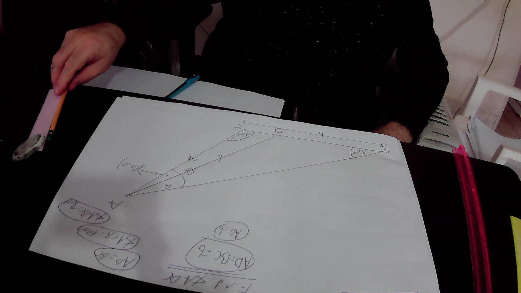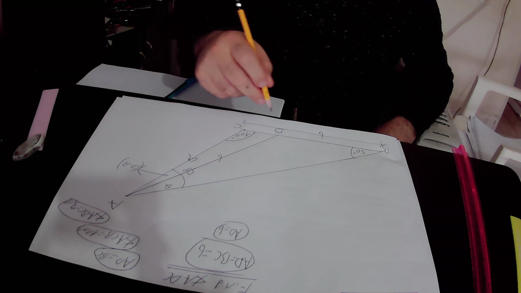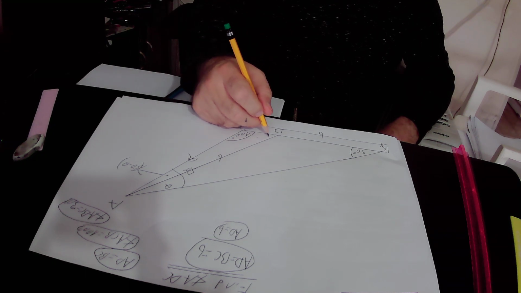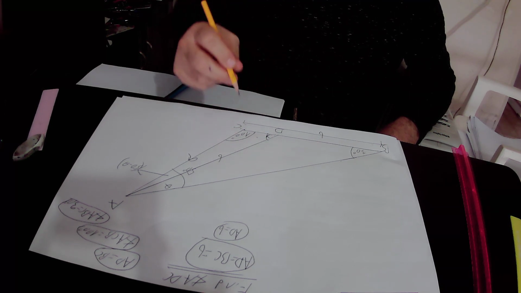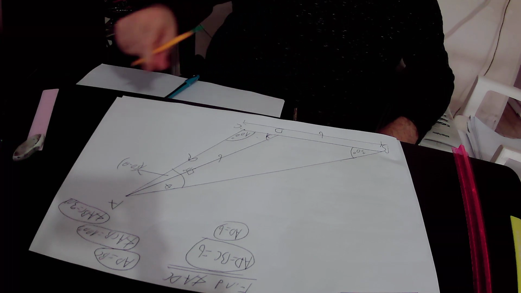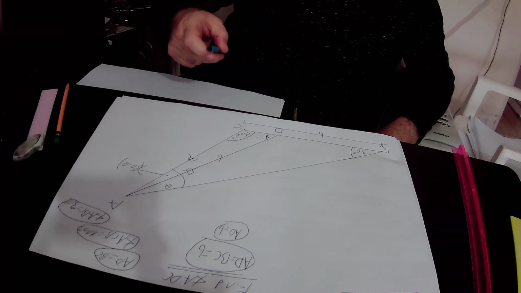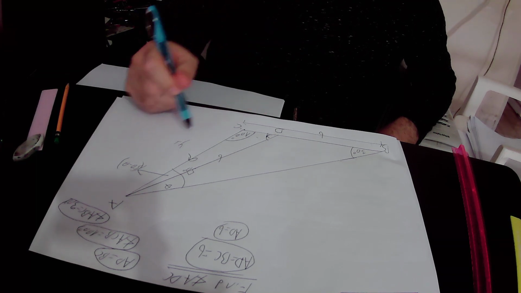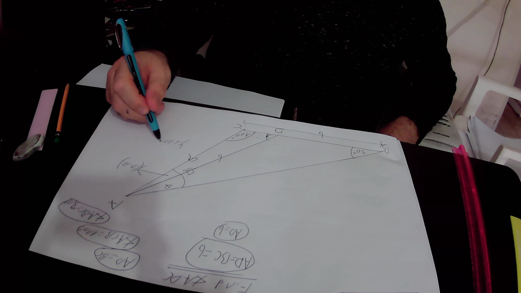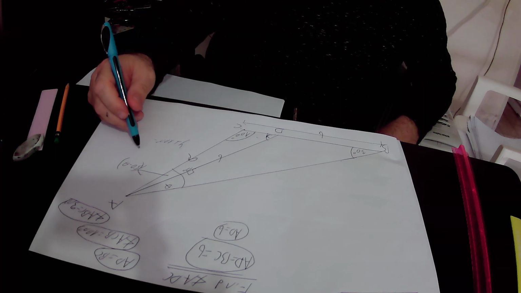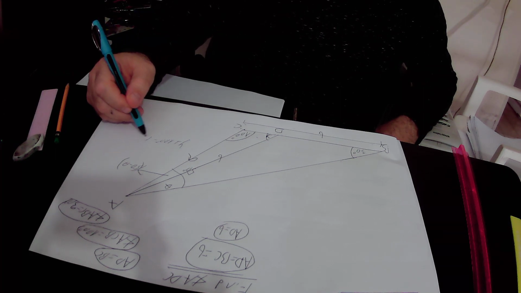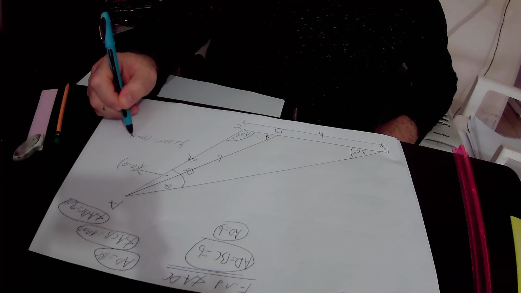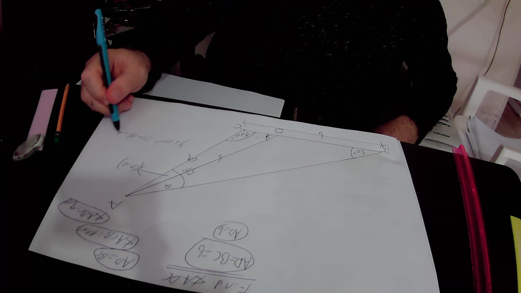We will define angle ADC, the angle that we are looking for, as angle Y, and we know that the sum of the angles inside triangle ADC must be equal to 180 degrees. That is to say, angle Y plus 100 degrees plus 50 degrees minus theta must be equal to 180 degrees.